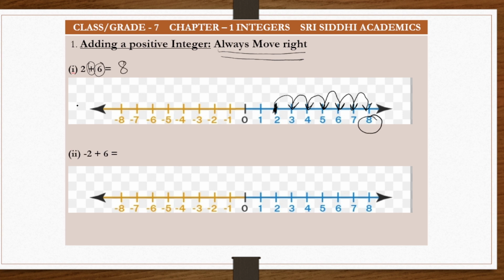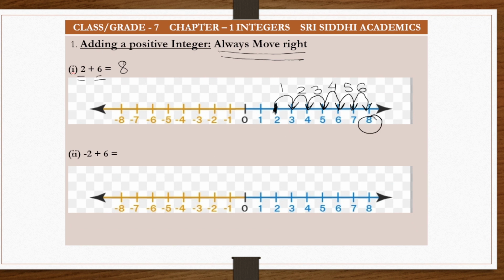Now again I'll do a brief recap. 2, the first number, tells me my initial position. Then after the plus sign, the second number tells me the number of steps that I need to take. And since 6 is a positive integer, I move towards my right of the number 2 on the number line. So now let's do the second question to understand adding a positive integer using number line a little better.